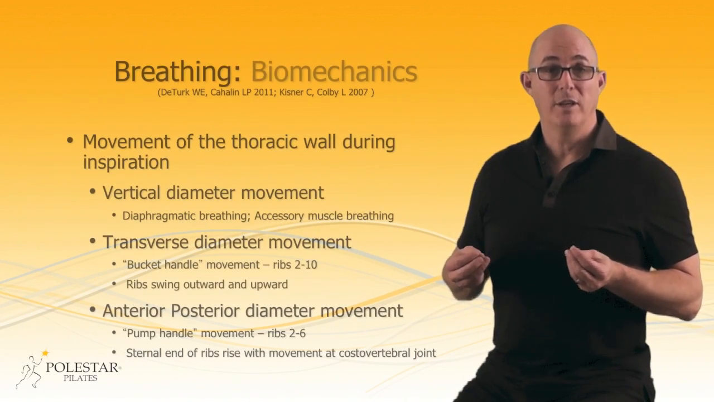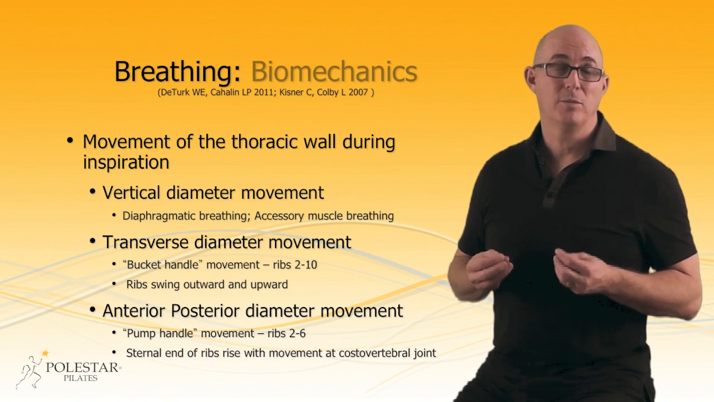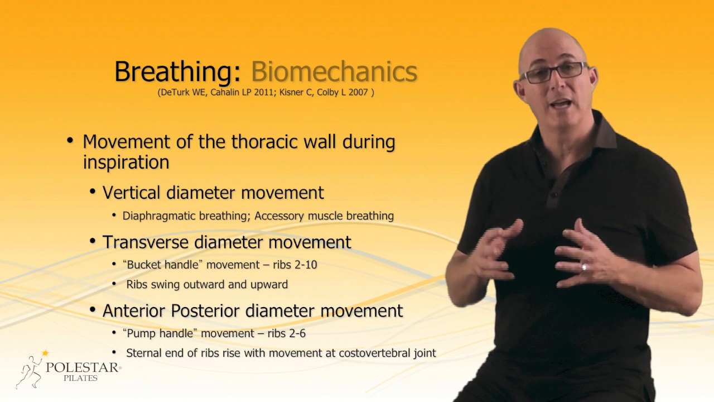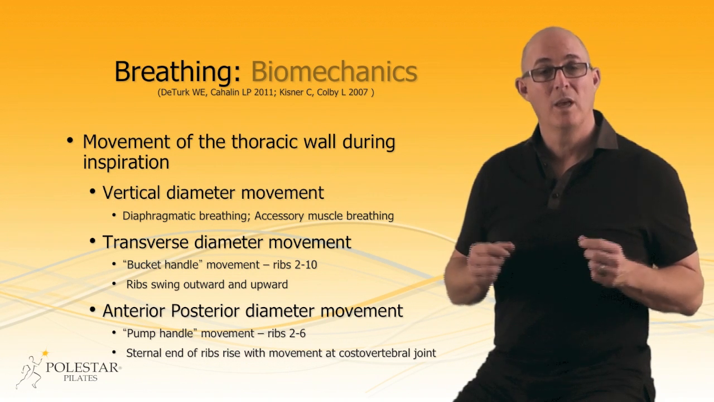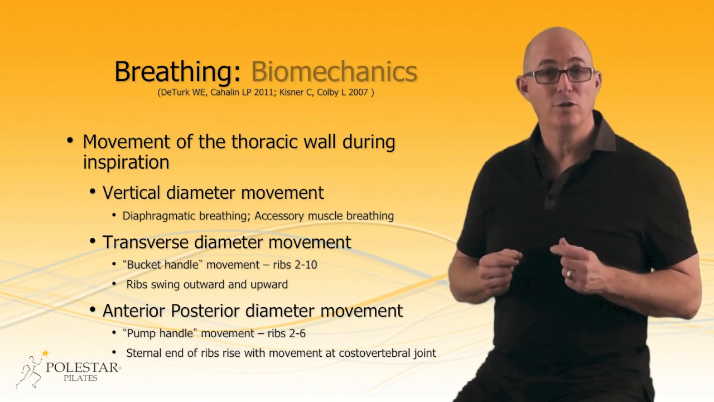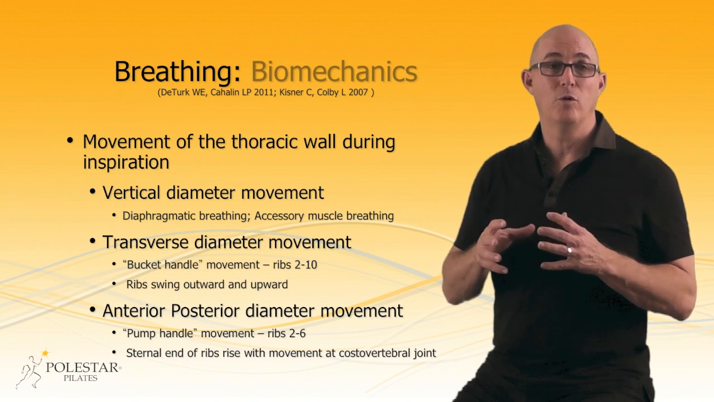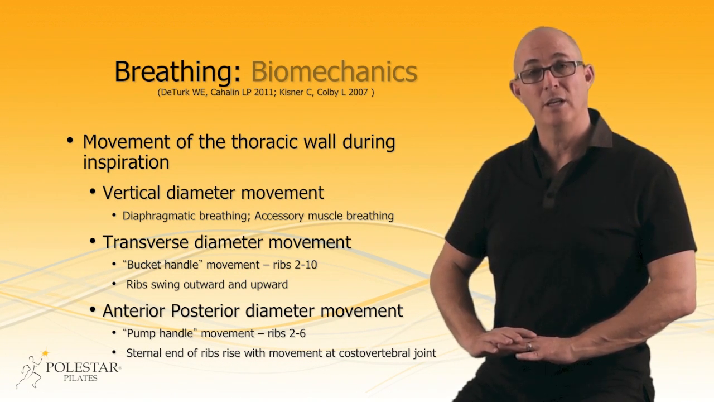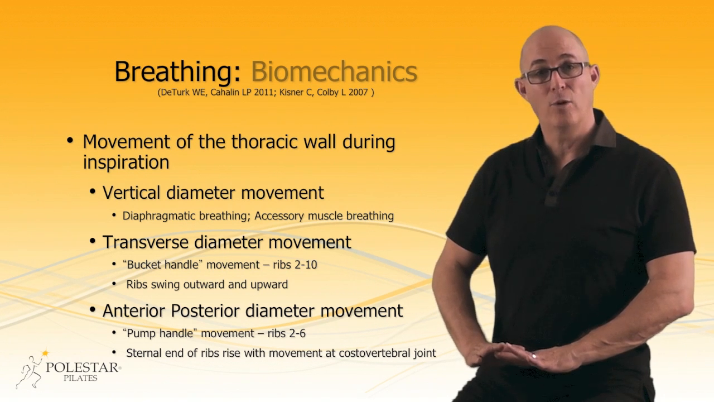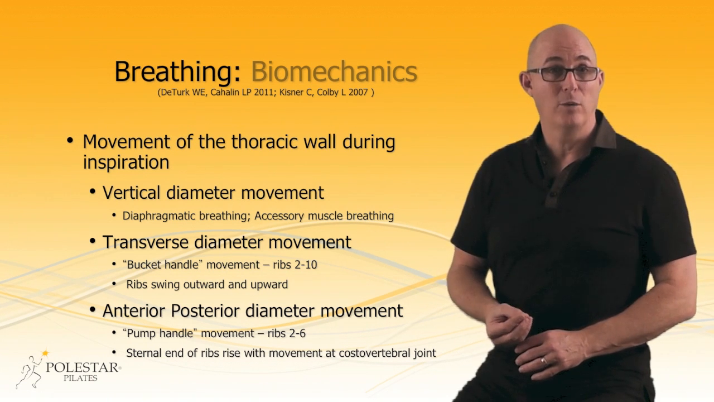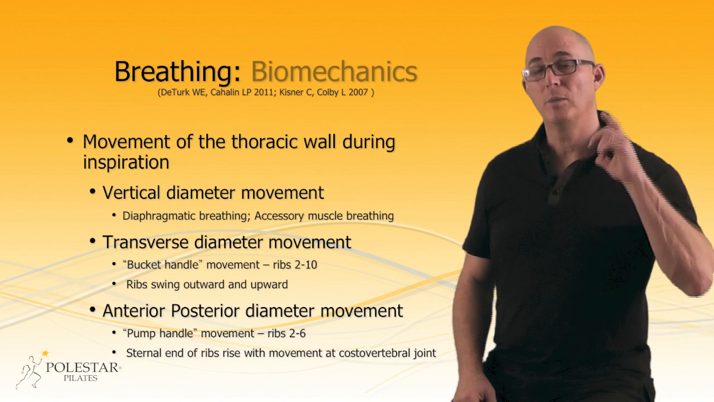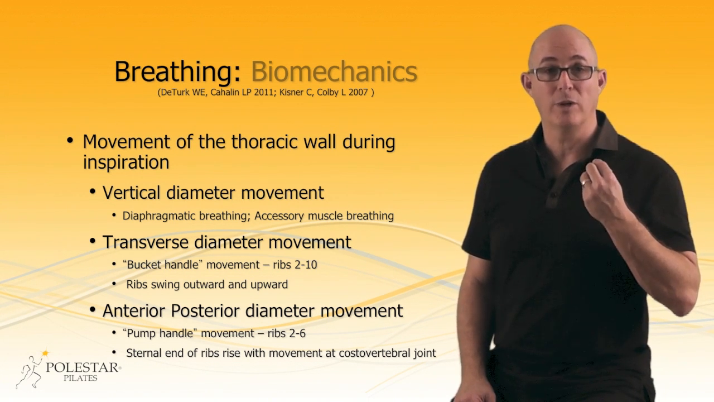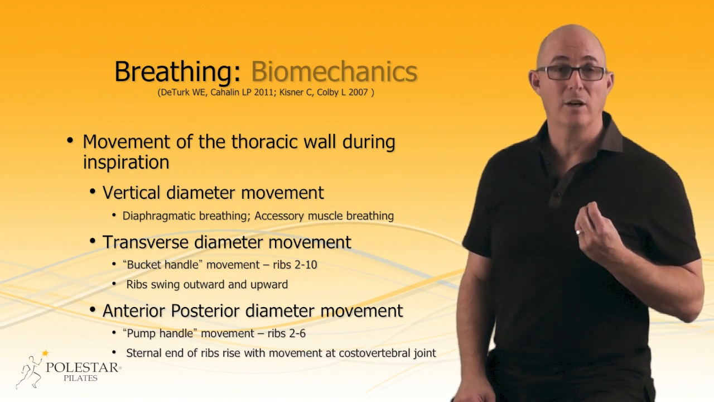Understanding the movement of these ribs in relationship to the vertebra is the idea of the different planes or diameters of movement of the thorax. The first one is the vertical diameter. The vertical diameter movement consists of the diaphragm contracting inferiorly, increasing the space inside the thorax wall, which creates a vacuum for inhalation. It could also be the contraction of the accessory muscles that pull the ribs up and increase the vacuum inside the lungs.